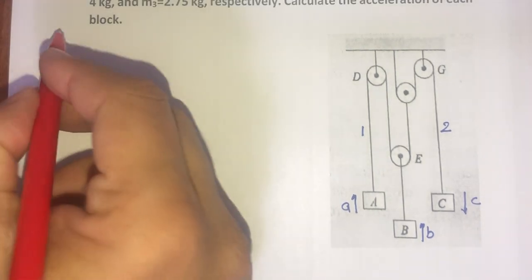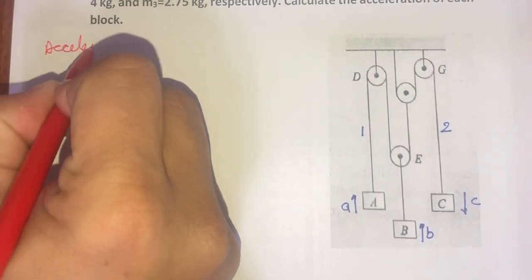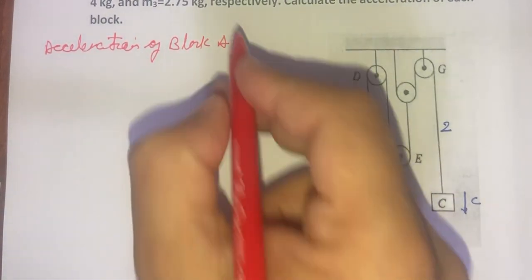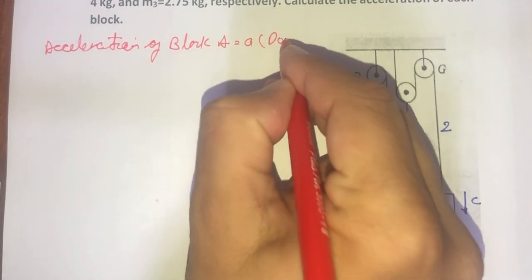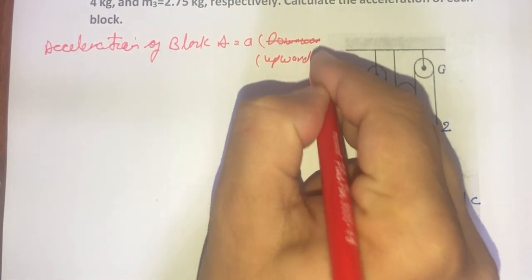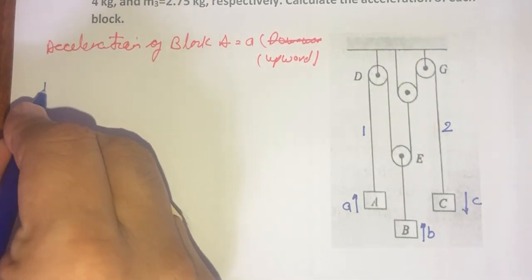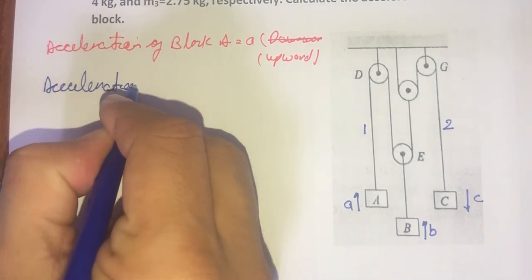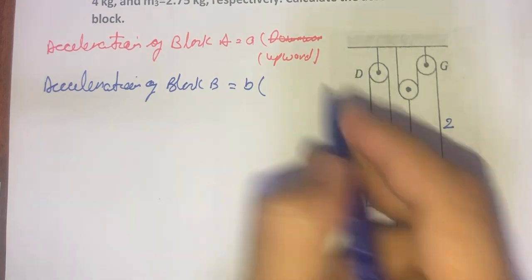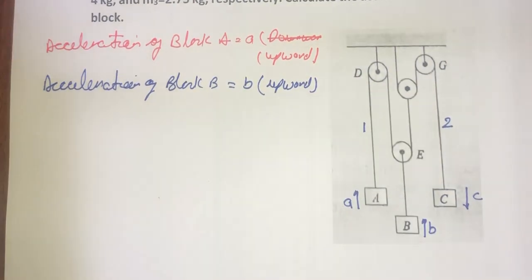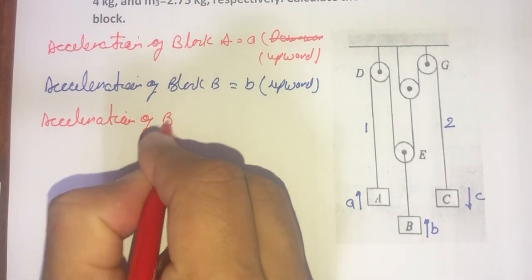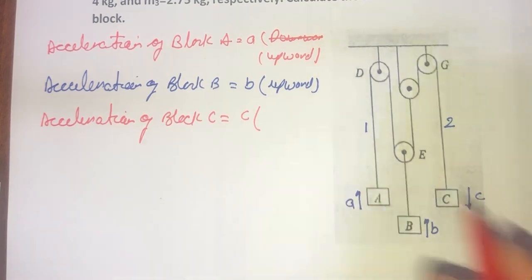So we assume that the acceleration of block A is equal to A in upward direction, the acceleration of block B is B in upward direction, and finally the acceleration of block C is given as C and it is in downward direction.